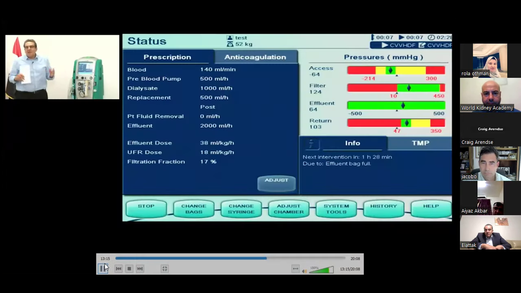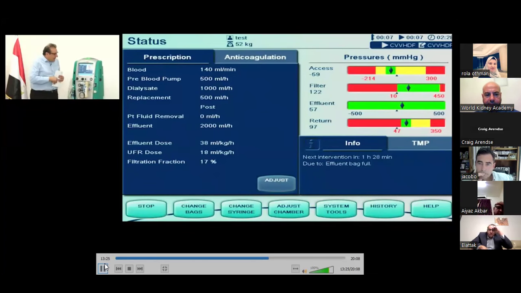One other thing I could do is increase the pre-dilution. So in this case, as a trained physician, I would increase the blood pump speed and increase the pre-dilution in anticipation of this clotting that could be happening inside the membrane. Remember, you just started the CRRT. You don't know if this minus 100 is good or bad. So you want to look at the history of the pressures.